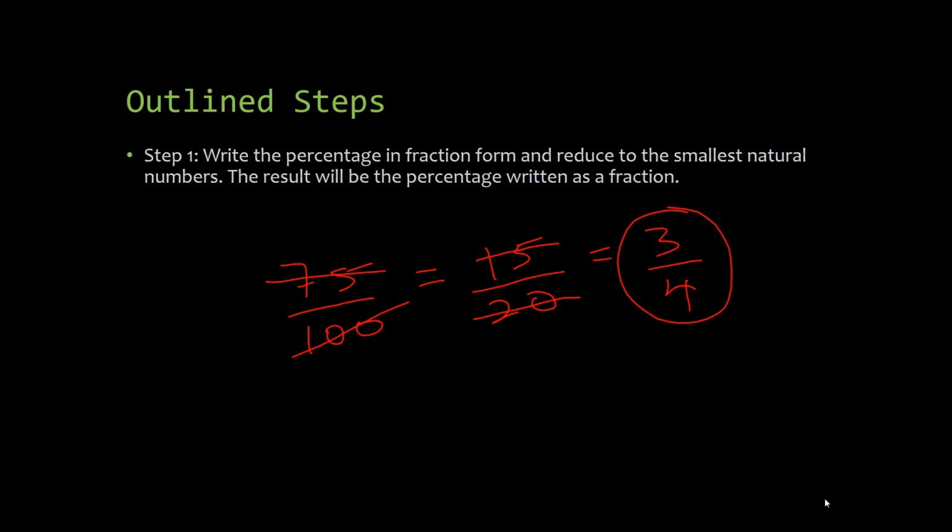So even if you can't get the highest common factor, just go with the lowest common factor and you'll be able to reach there eventually. It'll just take you longer.